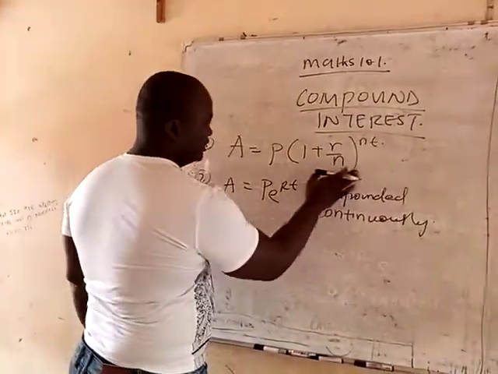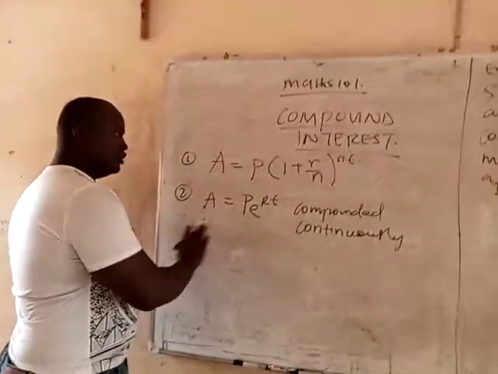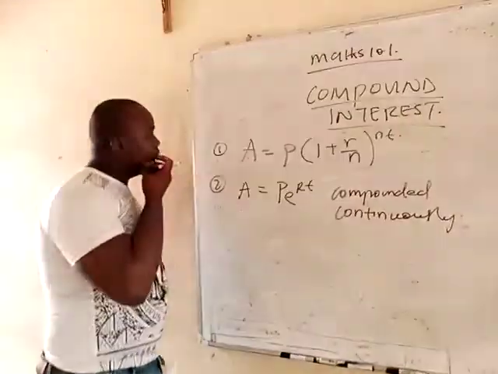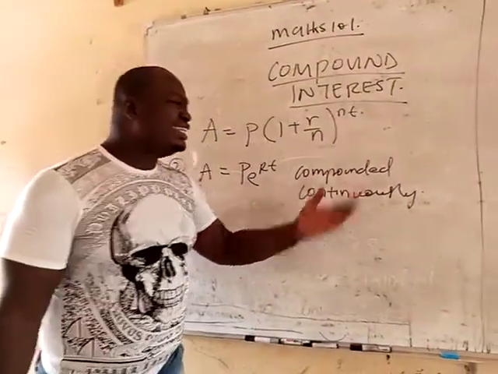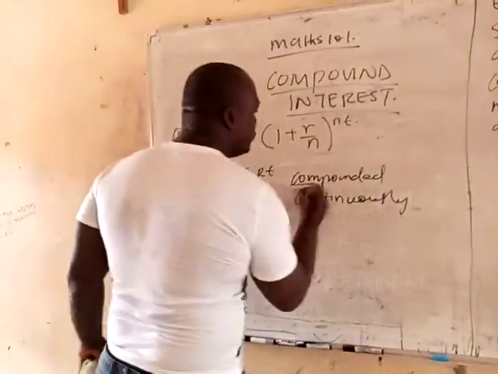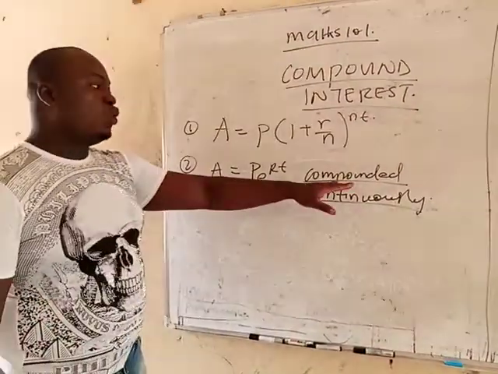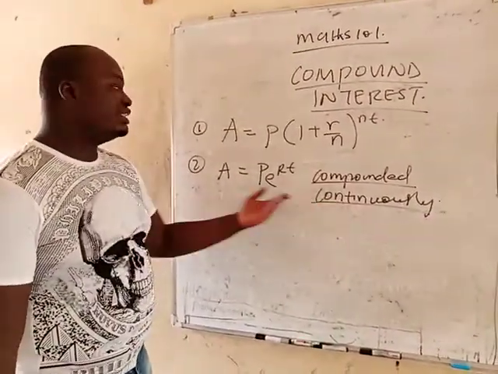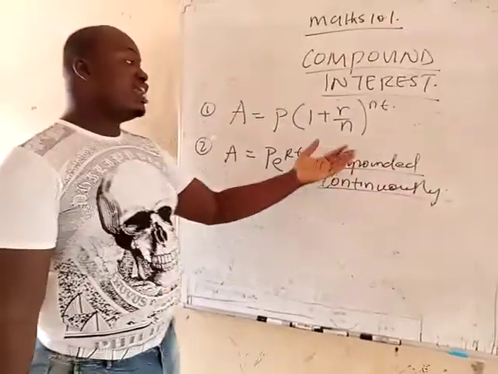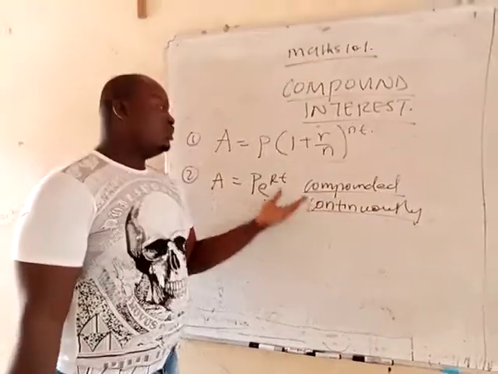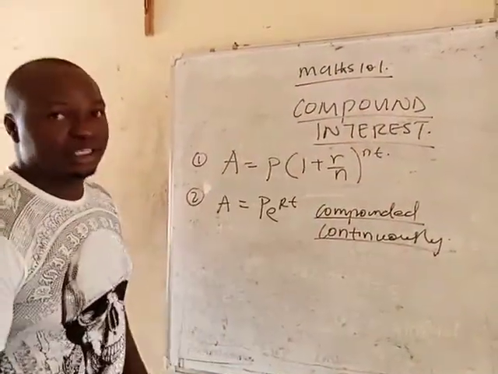This first one is the one we'll be using continuously, but this second one has a rule. You only use the second one whenever you see this keyword, compounded continuously. Whenever you see it under compound interest, this is the formula we are going to use. But whenever you do not see this keyword, we are not going to use this formula.